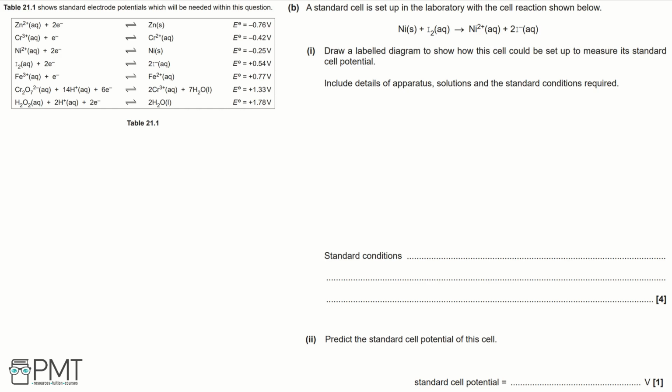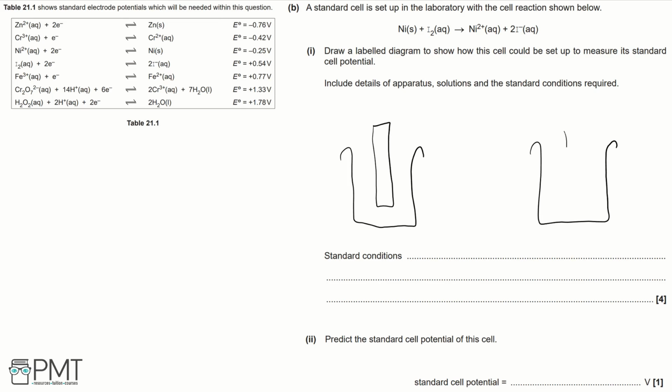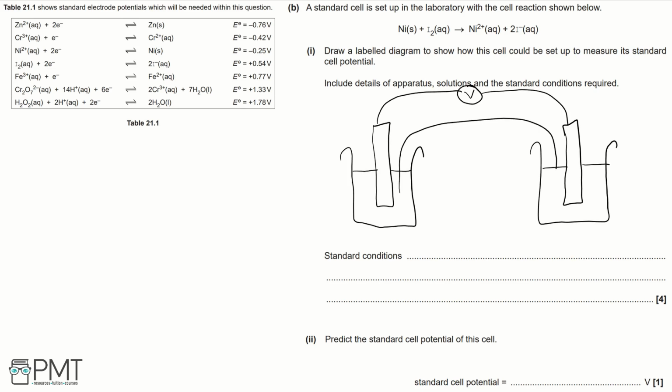To begin, we need to draw 2 half cells. Half cells are measuring cylinders, so we need to draw 2 measuring cylinders with a solid electrode in each. These electrodes are connected by a voltmeter and they are surrounded by aqueous solutions filled with ions. These solutions are connected by a salt bridge.